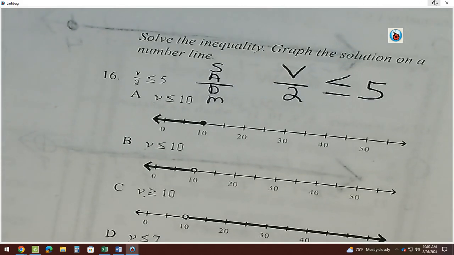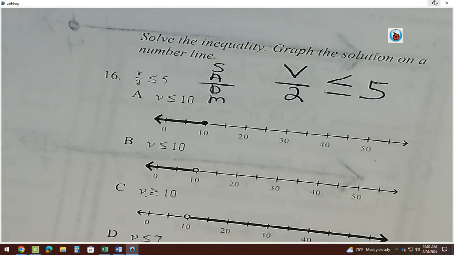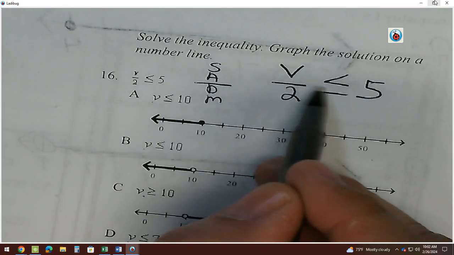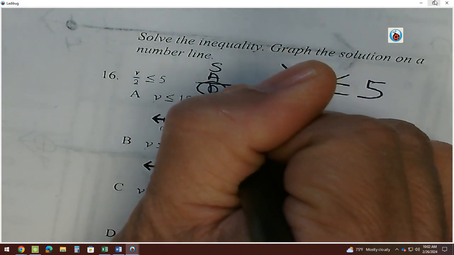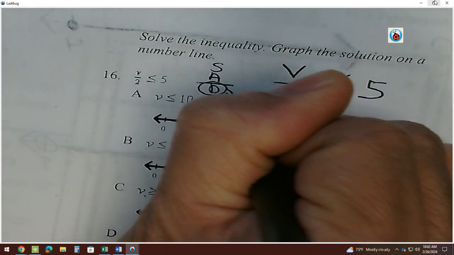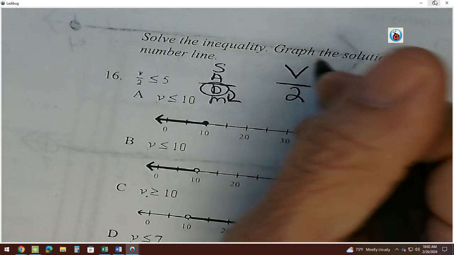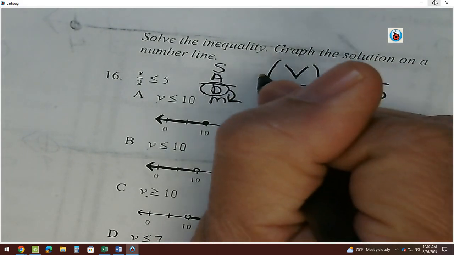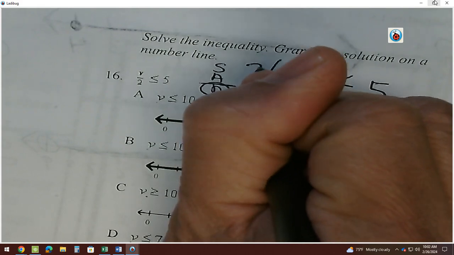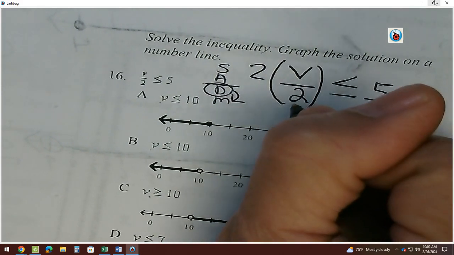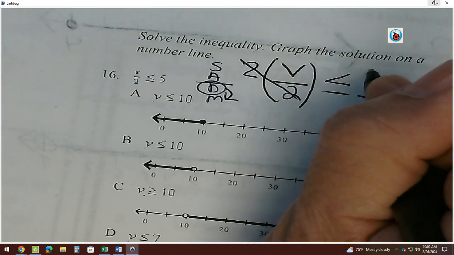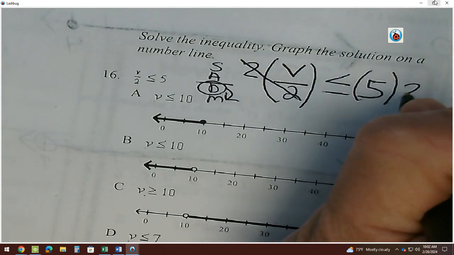Now, here's where, kids, I don't know why we panic. It's divide. I already told you that the fraction bar means what? Divide. So circle divide. What's the inverse of divide? Multiply. So to multiply, I like to use parentheses. A number next to parentheses means multiply. So this would be 2. What happens when you cancel? What you do to one side, you do to the other.